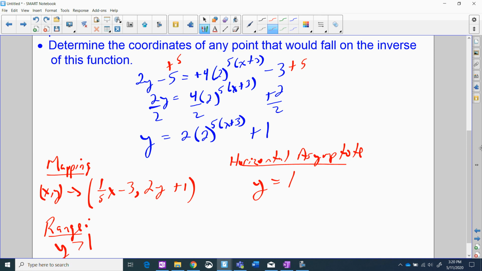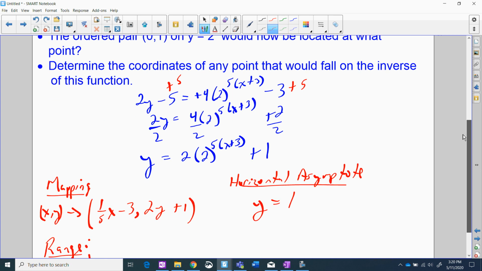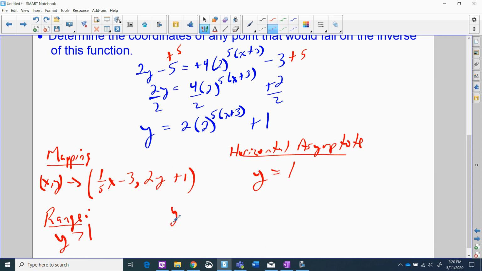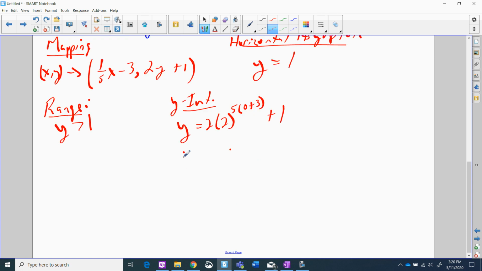I think next on my list was y-intercept. So y-intercept is found by letting x be 0 in your function here. So it's going to be y equals 2 multiplied by 2 to the power of 5 times 0 plus 3, with x filled in as 0, add 1. Y equals 2 multiplied by 2 to the 15th power plus 1.